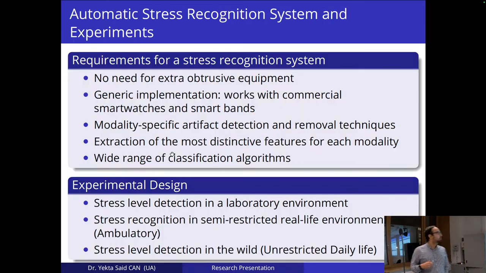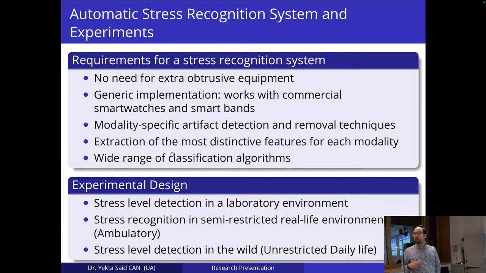Okay, so after we collected these biosignals, we need to come up with an automatic stress recognition system. This system should not need extra obtrusive equipment. It should have a generic implementation. It should work with commercial smartwatches and smart bands. We need to come up with modality-specific artifact detection due to the above mentioned issues. And we need to extract the most distinctive features, and apply a wide range of classification algorithms.